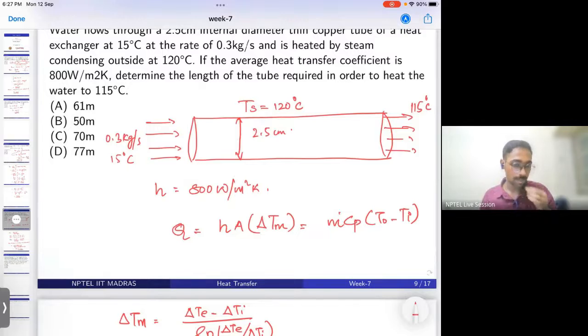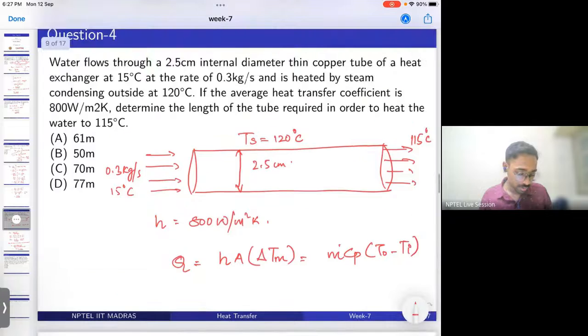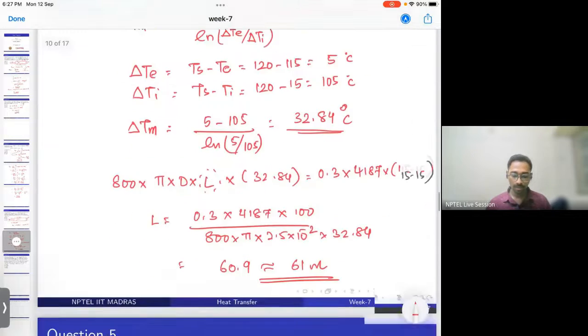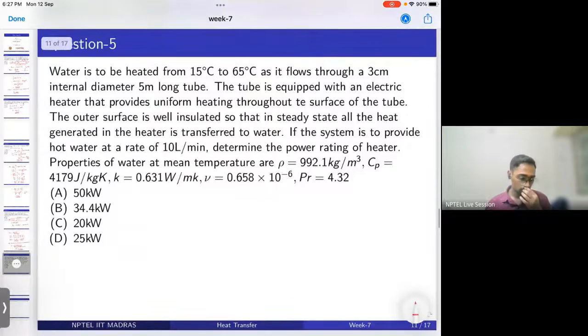which means the length of the tube should be around 61 meters to heat the water from 15 degrees Celsius to 115 degrees Celsius, having a mass flow rate of 0.3 kilogram per second, and the steam is condensing when the surface temperature of the tube is maintained at 120 degrees Celsius. So this is the answer. Let's move on to the next question.